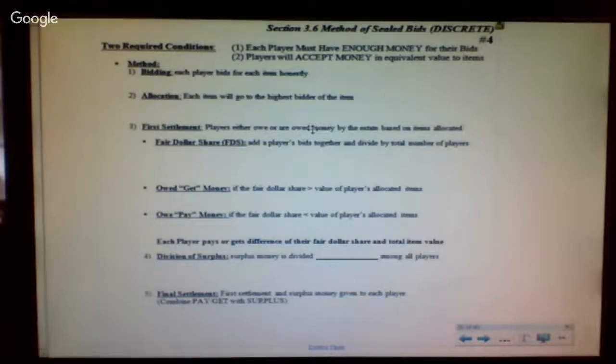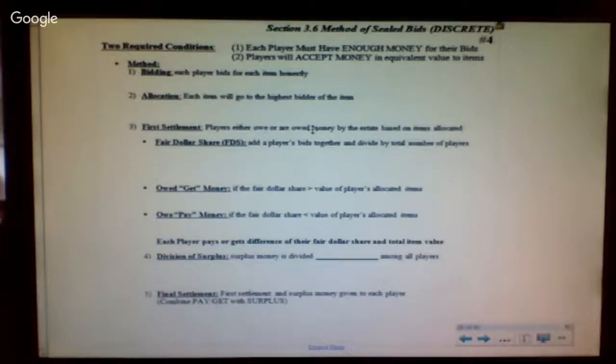Okay. So the first thing you've got to do is look at each item and you need to bid. Those will already be done for you. Then we need to give out the items. They're going to go to the highest bidder. After that is where it starts to get iffy. Okay, our first settlement.